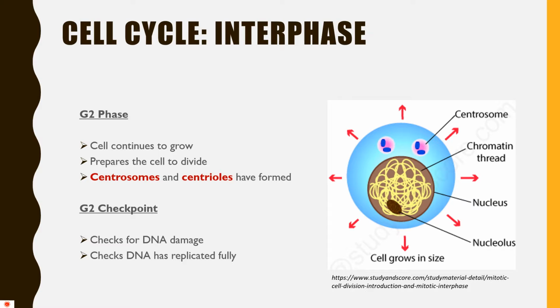The second checkpoint of the cell cycle is the G2 checkpoint. This checks for any DNA damage and ensures the DNA has replicated fully.